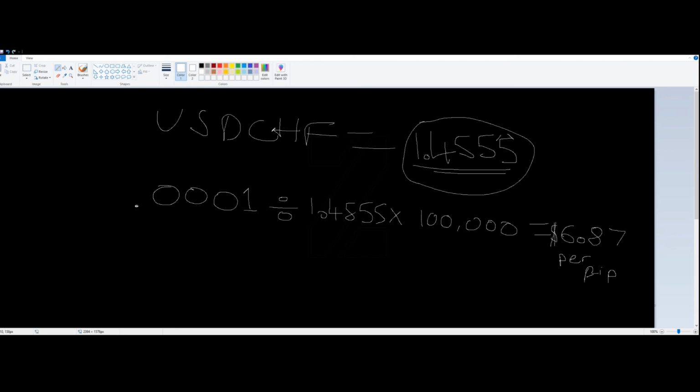Okay, for most currency pairs with a base currency of US dollar, it will most likely be $10 per pip. So on euro dollar and pound dollar, for example, it is $10 per pip, right? So all you got to do is take the fourth decimal place, 0.0001, divide that by the exchange rate of the price, times that by 100,000, and that'll equal $6.87.